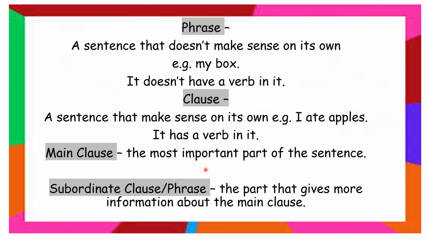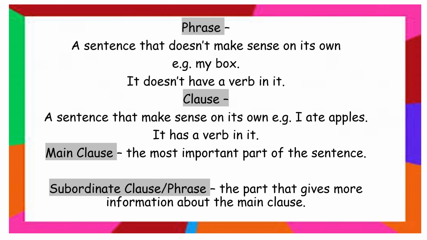The main clause is the most important part of the sentence. It can stand on its own and make sense on its own, while the second part, which is the subordinate clause or phrase, is the part that gives us more information about the main clause. The subordinate clause also has a verb in it. If it is a phrase, it doesn't have a verb in it. Remember, phrases do not have verbs in them, okay? But clauses, main and subordinate, usually have verbs in them.